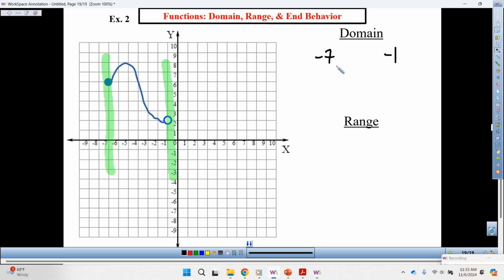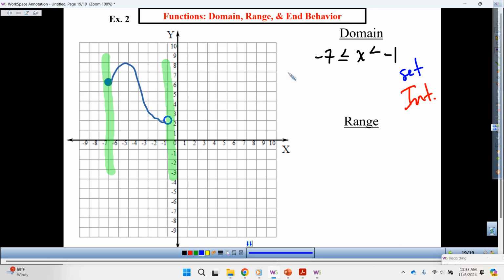What do I write in between? Less than. And which one has the equal sign? -7. Hands if you got that. That is correct. And make sure you write your set notation and your interval notation.